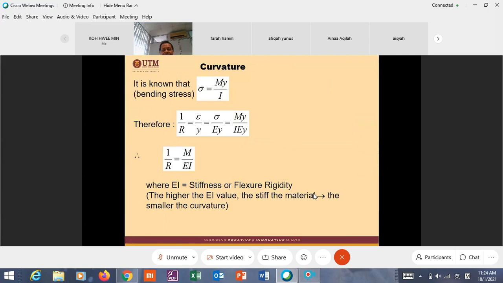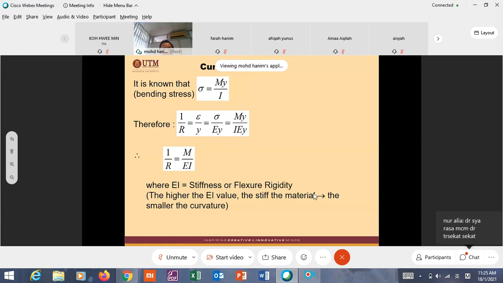Okay. And this is another formula. Sigma is equal to My over I. I think you have come across this before in bending stress distribution. This formula is also very important, and we must memorize this formula. Memorize for sigma.